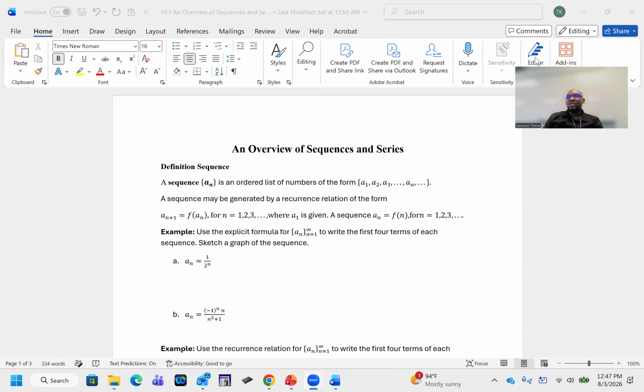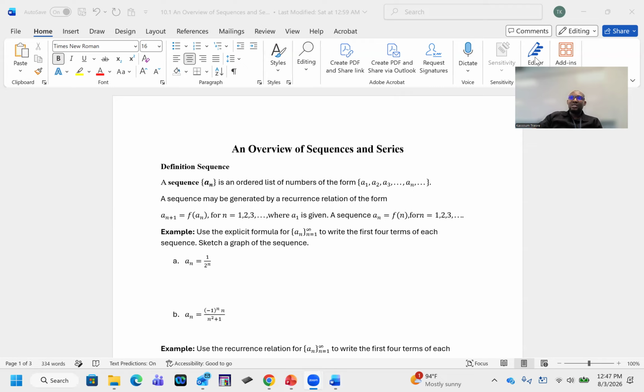Okay? So the idea of convergence to a limit is important for both sequences and series. But convergence is analyzed differently in the two cases that we will discuss in this section. Okay. So first thing, let's do an overview of sequence and series.